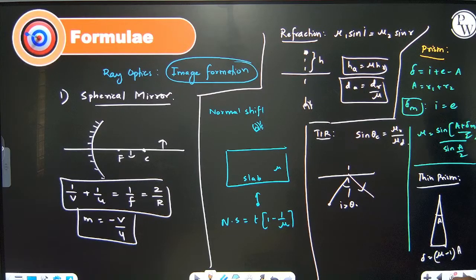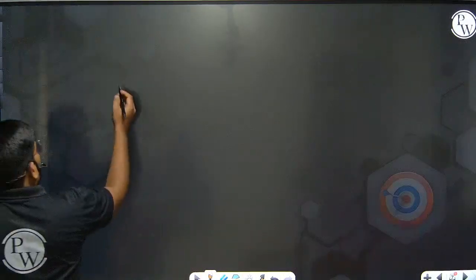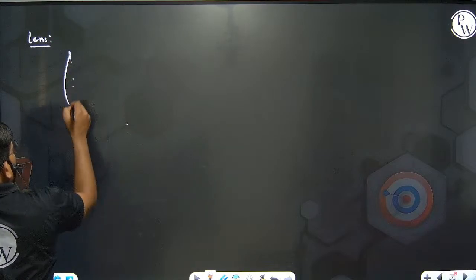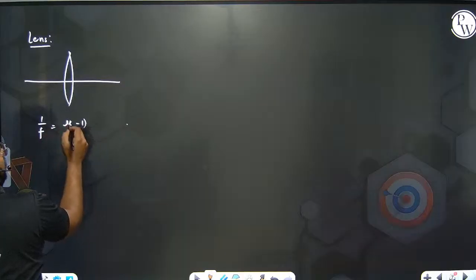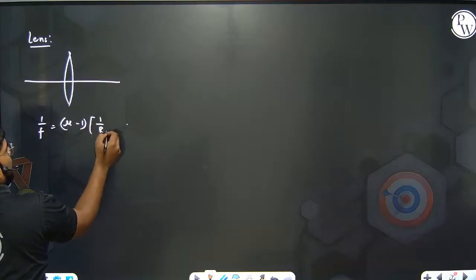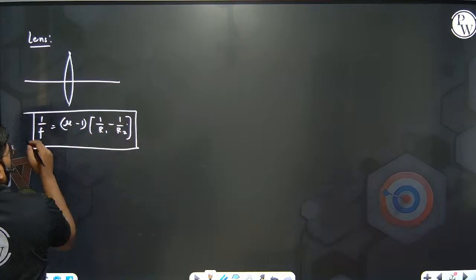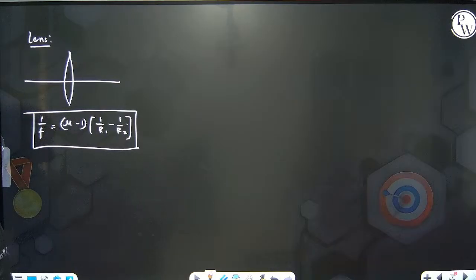Okay, and next, if you are looking at lenses, a very important topic, a few things I'll fast forward. First, how to find focal length? 1 by f is equal to (mu minus 1) into (1 by r1 minus 1 by r2) when it is in air. This is the lens maker's formula to find the focal length. If it is in a medium, then we should take the relative refractive index here.